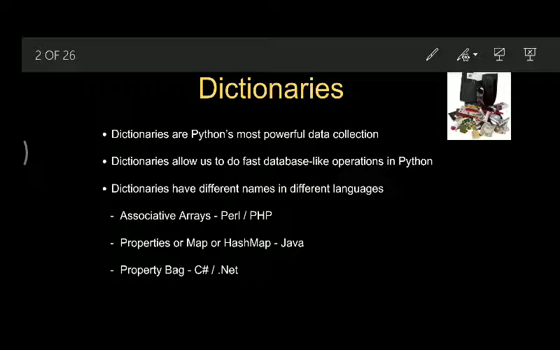Dictionaries have different names in different languages. Associative arrays, for example in Perl or PHP, properties or map or hash map in Java, property bag in C# and .NET, but in Python they are called dictionaries.